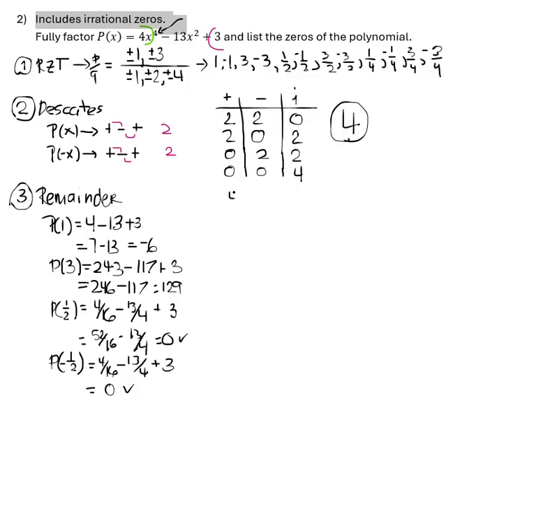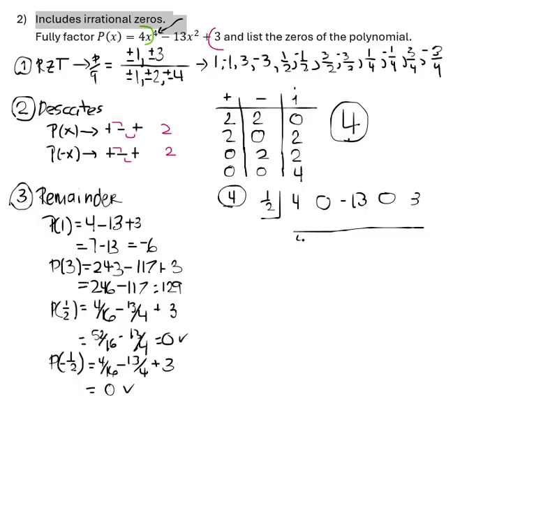So I'm going to go ahead and mark this into synthetic now. My first one I'm going to do is 1/2. And again, if you like 0.5 better, use 0.5. Nothing wrong with that. I've got 4x to the 4th. I've got 0x to the 3rd. I've got a negative 13x squared. I have 0 x's, and I have a 3. Remember to put in your placeholders for zeros.